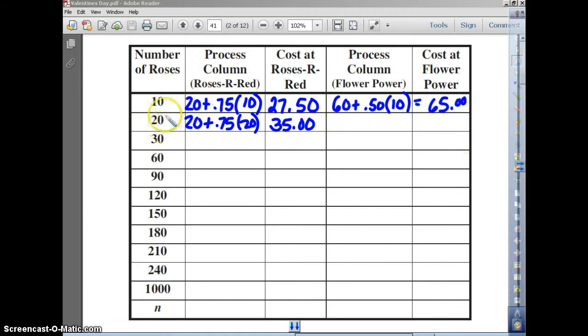What if you buy 20 flowers? Well, there's a $60 down payment, plus you still have to pay 50 cents for every flower, and that's 20 flowers. We're going to buy 20 flowers this time. So if 50 cents times 10 is $5, then 50 cents times 20 is $10. You add that on to 60, you've got $70. Okay? I want you guys to finish filling out this part of the table. So when you're done, you should have this all filled out.